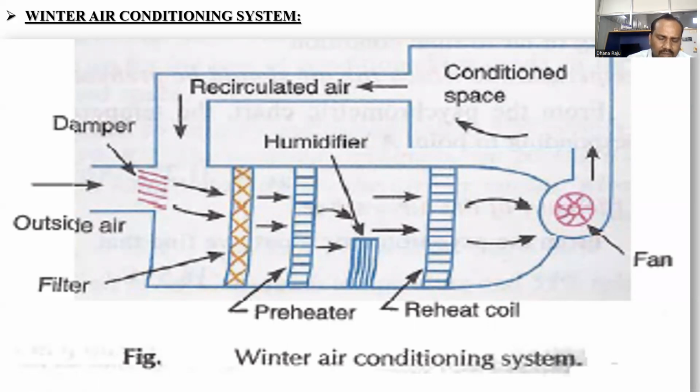Generally we require a temperature of 24 to 26 degrees centigrade and humidity of 50 to 60%. But in winter season, humidity is sometimes less than 40%, and temperature may be less than 20 degrees centigrade, even 10 degrees centigrade. So it will vary from location to location, place to place. So to provide comfort conditions for the people, at least temperature required is 22 to 26 degrees centigrade, and humidity is 50 to 60%. So the psychrometric processes used in winter air conditioning systems are sensible heating and humidification.